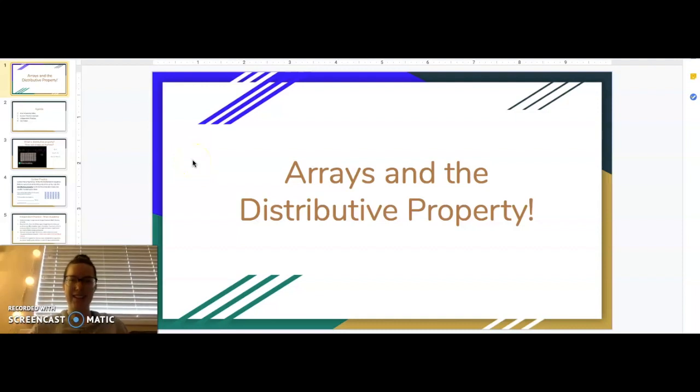Hi friends! Today we're jumping into a new unit in math. Our first lesson in this unit is about arrays and the distributive property. Now, we used arrays earlier this year in math, right? When we were talking about multiplication. But the distributive property is a little bit new for us. So we're going to dive right in so we can learn what it's all about.